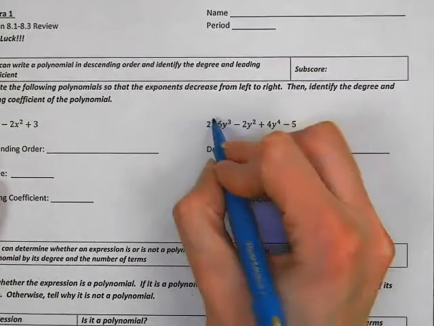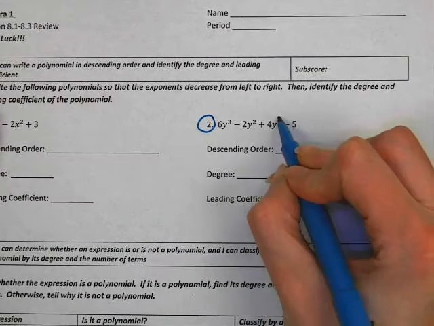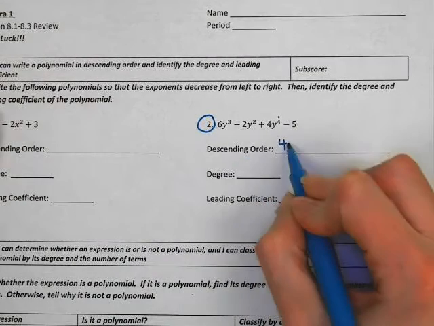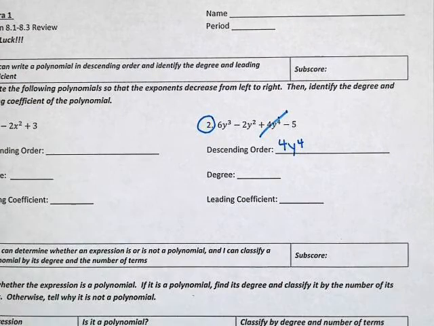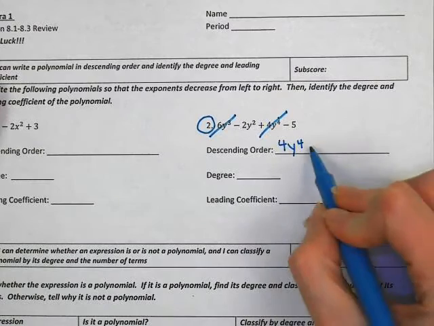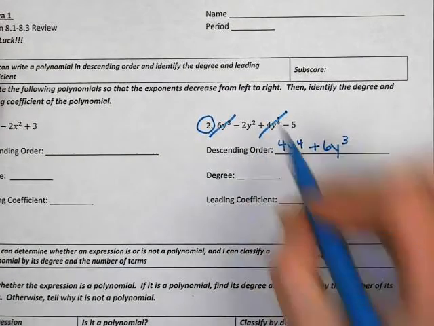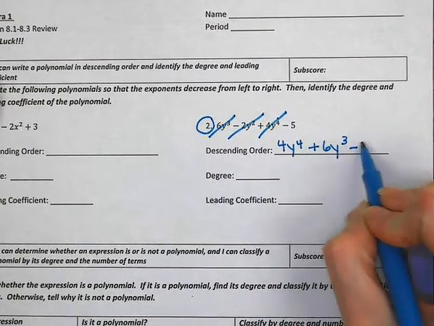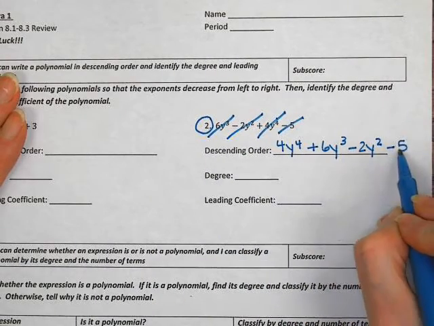Let's do number 2. So descending order is when the highest power comes first. So this one is the highest. So 4y fourth, that comes first. And then the next highest comes next, so 6y cubed. And then the next highest power comes next, that's minus 2y squared. And then the constants will always be last.